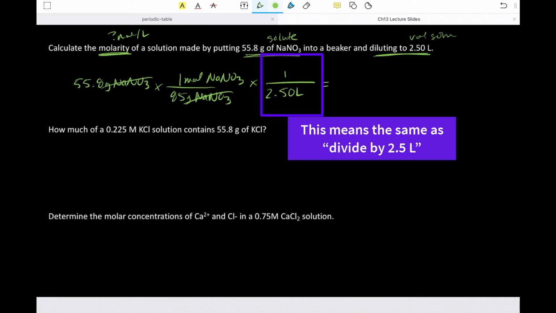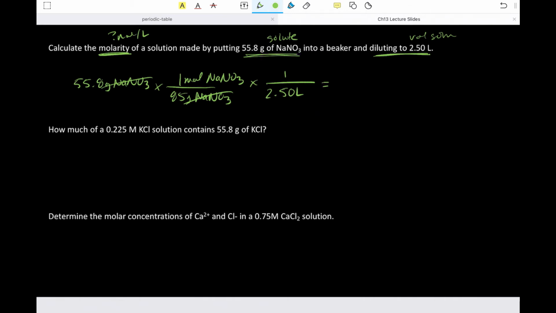Alternatively, if you don't like how that looks, you could stop here and just take that number and then divide that by 2.5 liters to get your molarity. And that would be fine as well. Does that make sense? If you don't like how that looks there.